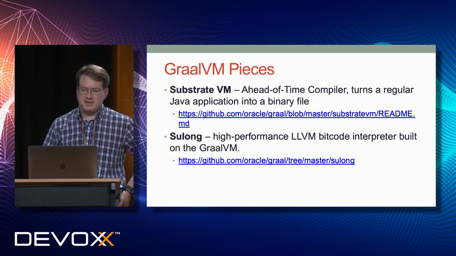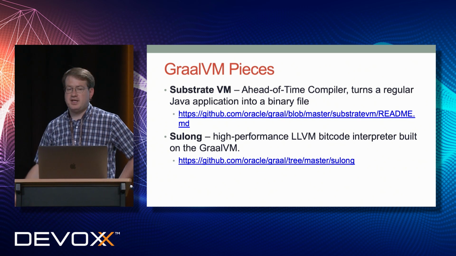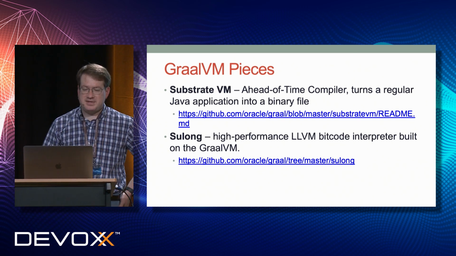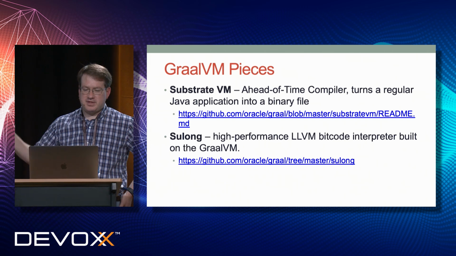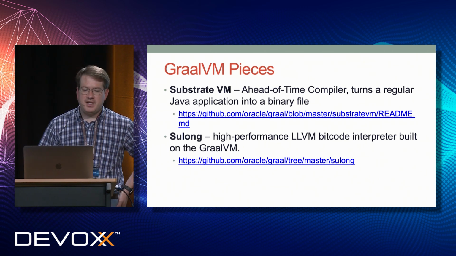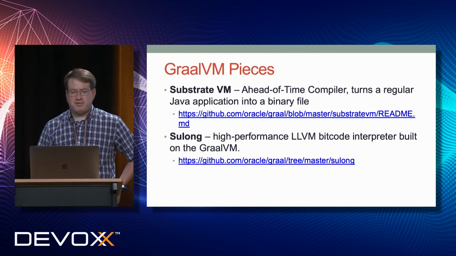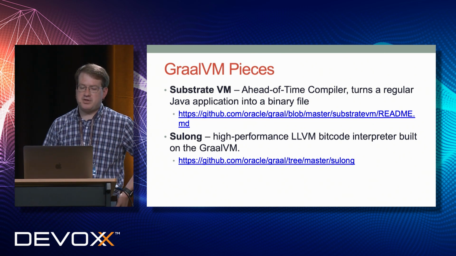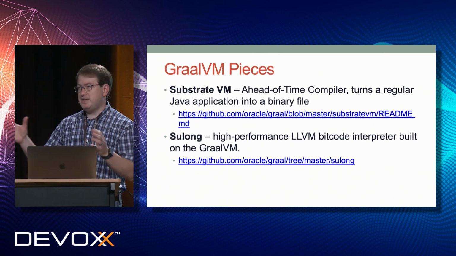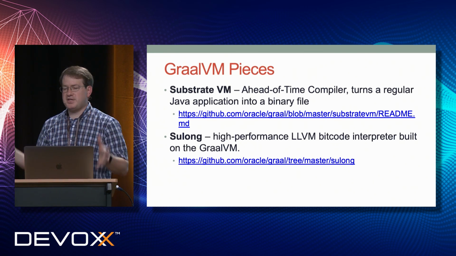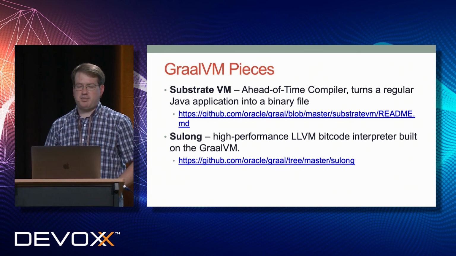There are two other components that in reading documentation you'll come across. The Substrate VM, which is the ahead-of-time compiler, which turns a regular Java executable into a binary. And also Sulong, which is the high-performance LLVM bitcode interpreter built on GraalVM. And these are all underneath the overarching Graal project up on GitHub.